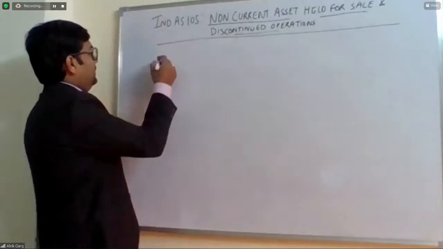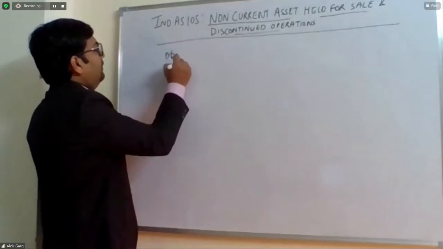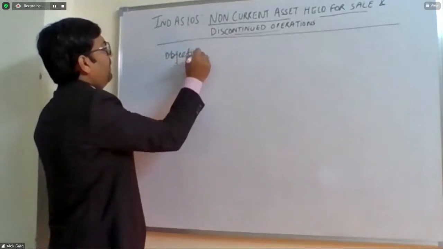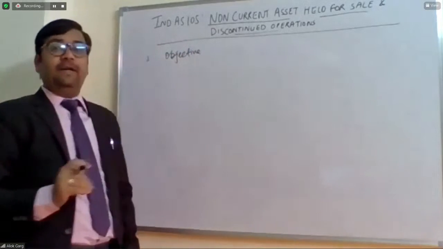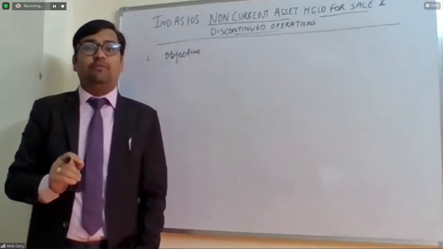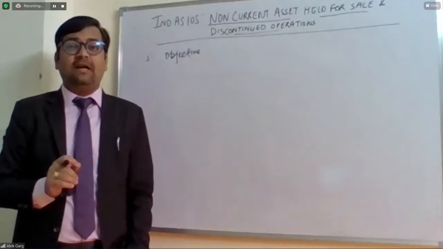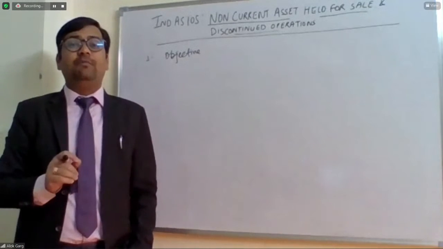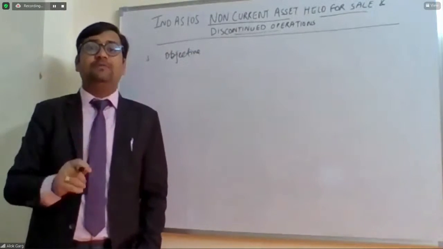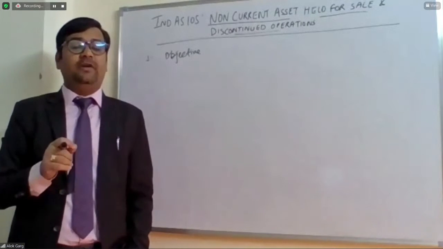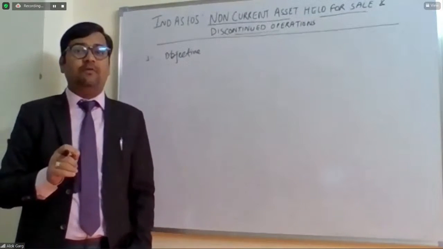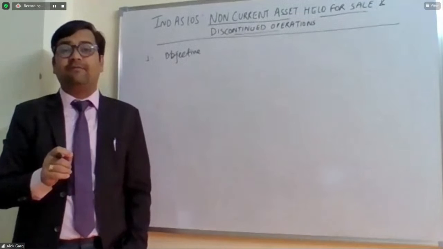As far as the structure of this particular standard is concerned, we are going to discuss, of course, the objective. What is the objective of attending these classes? Sir, the objective of attending these classes is that we need to become a chartered accountant. Okay, our objective is to become a chartered accountant, and by becoming a chartered accountant, we have to serve the nation and serve our family.